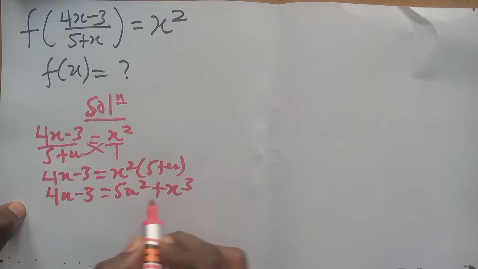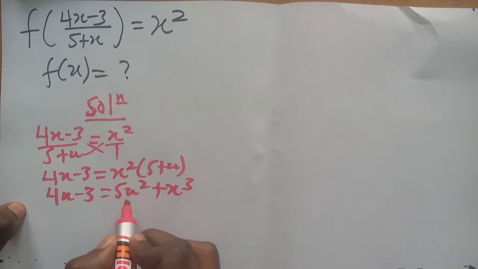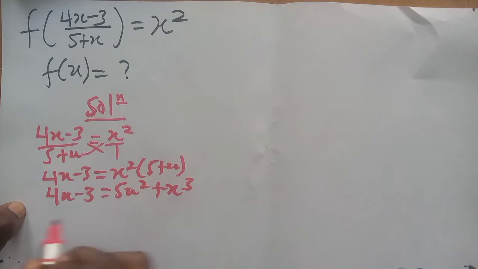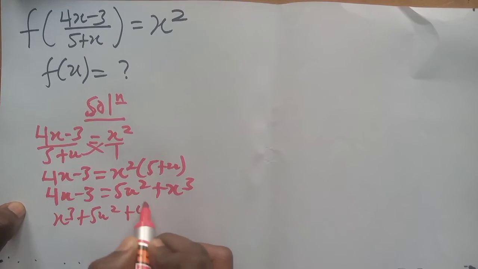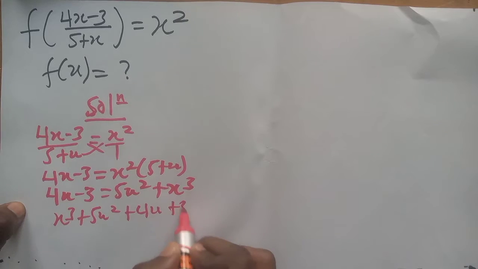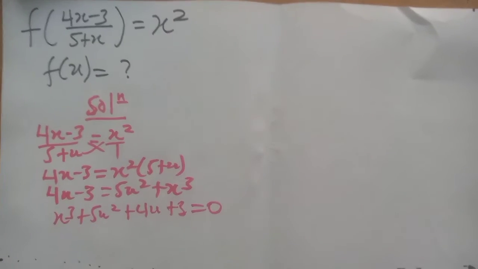Now, grouping items, we have x cubed, then plus 5x squared. Sending this to this side, you have plus 4x, and then plus 3 being equal to 0. And then you realize that you have a polynomial, then you have to solve this. But there's an easy way to solve this kind of equation. I'm going to take you through that easy step.